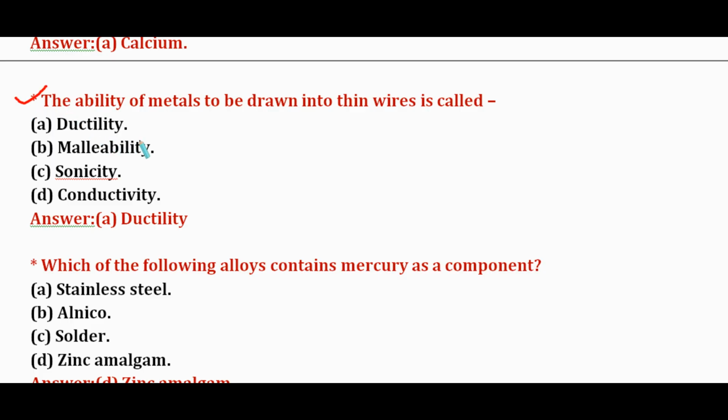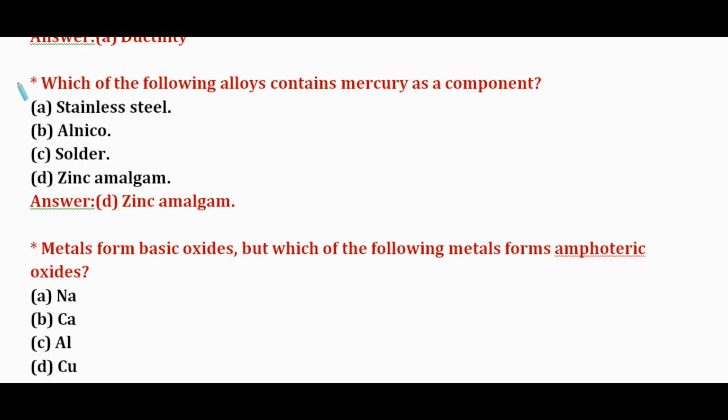Next question. The ability of metals to be drawn into thin wires is called ductility, malleability, sonority, conductivity. The correct answer is ductility. Which of the following alloys contain mercury as a component? Stainless steel, alnico, solder, zinc amalgam. The correct answer is zinc amalgam.